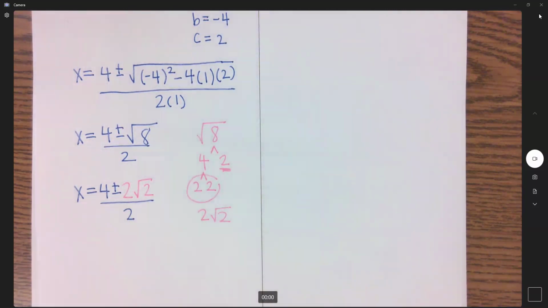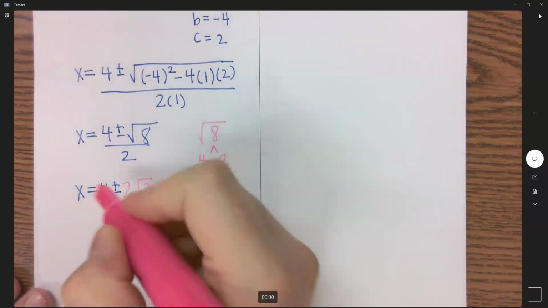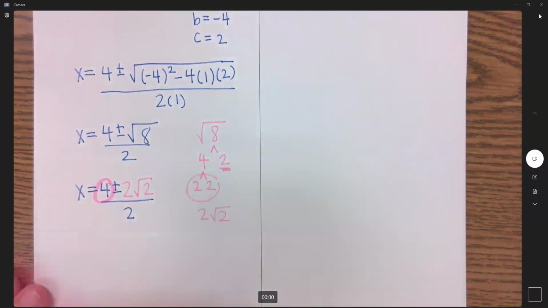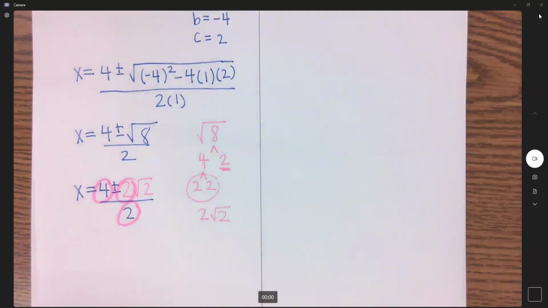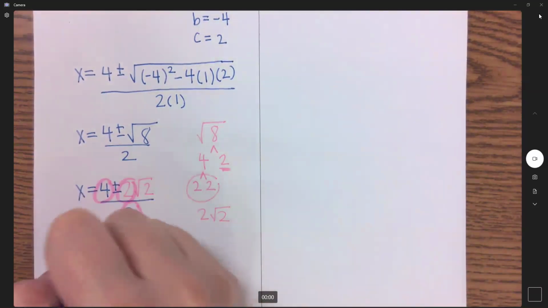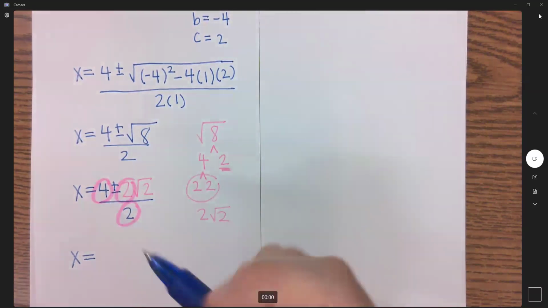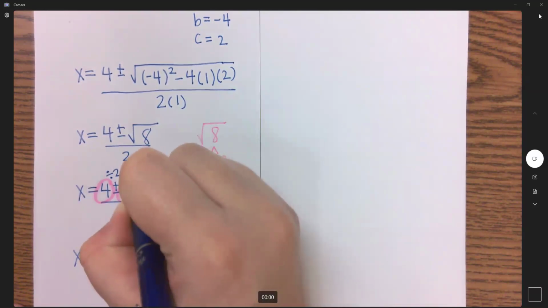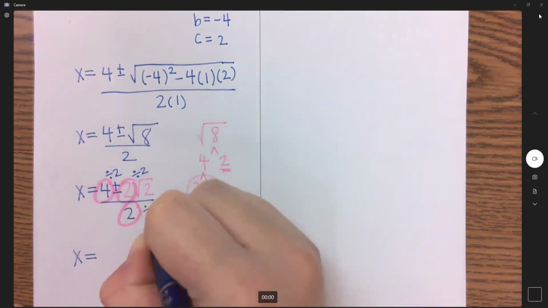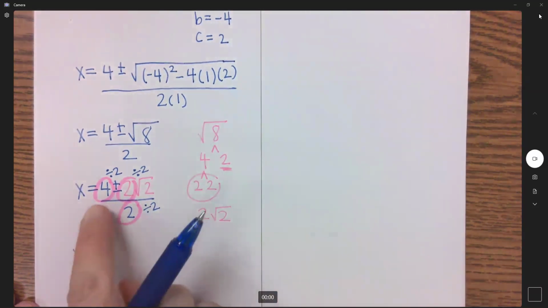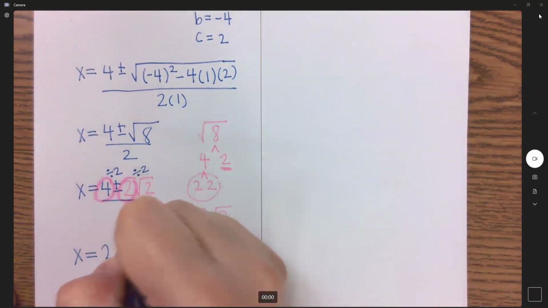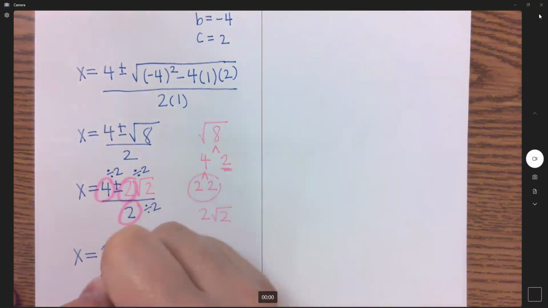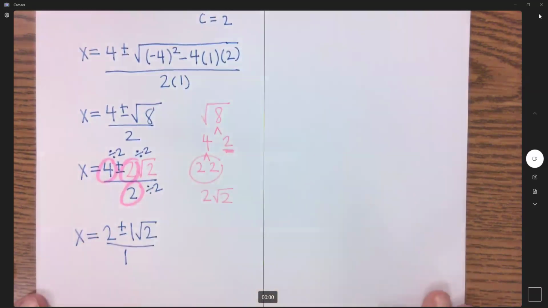When I'm simplifying, I'm wanting to look at 3 numbers. I want to look at what's in front of the plus or minus, what's below the plus or minus, and what's at the bottom. If those are all divisible by the same thing, we can simplify it. In this case, 4, 2, and 2 are all divisible by 2. So if I divide everything by 2, we get 2 plus or minus 1 square root 2 all over 1.